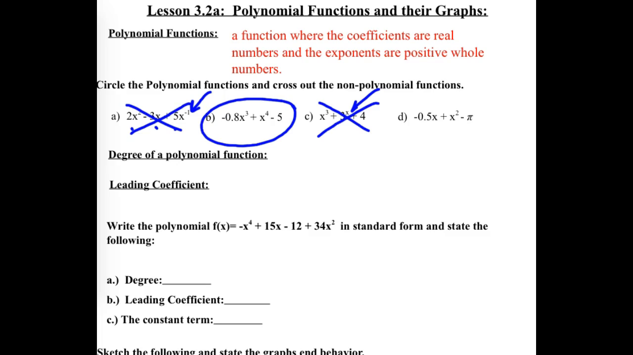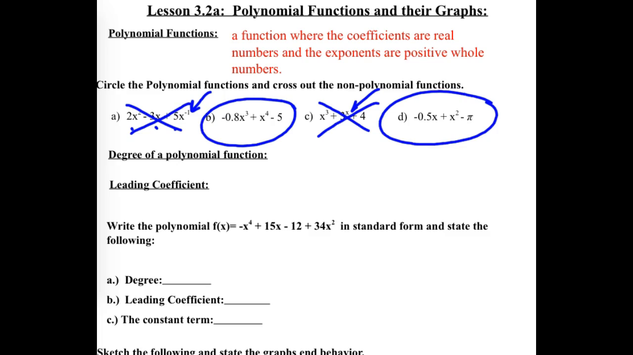And for part D, we do have exponents that are all nice positive whole numbers. We look at our coefficients. We have a -0.5, a 1, and a -pi. Pi is a real number, so this would be a polynomial function.